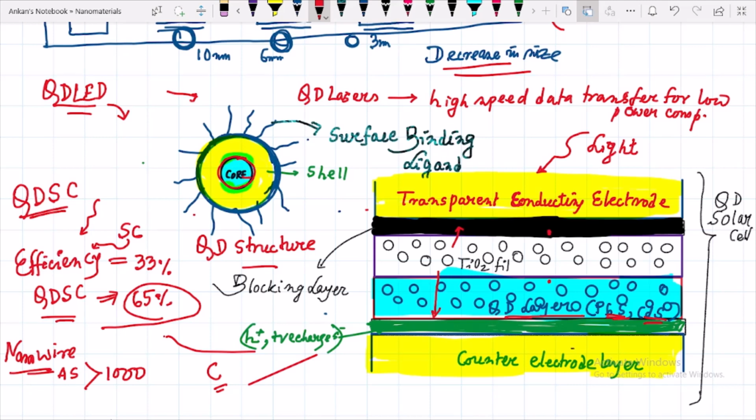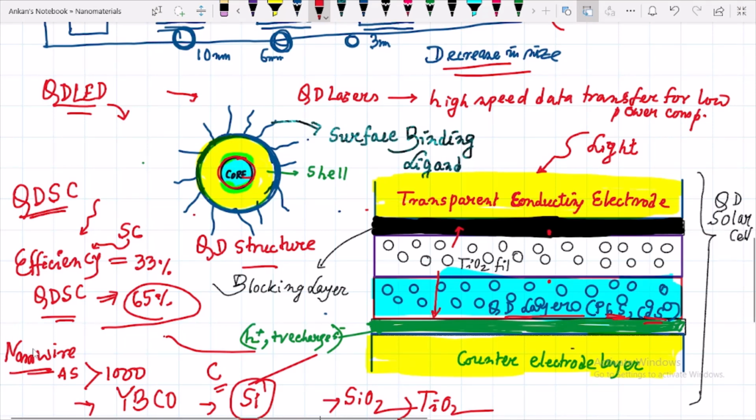The nanowires can be superconducting in nature like YBCO, semiconducting like silicon, or an insulator like SiO2, TiO2, etc. Depending upon these classes, superconductor, semiconductor, insulator, as well as metal, we can form different classes of nanowires.